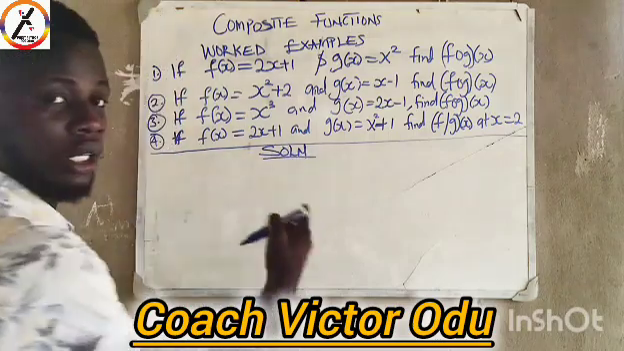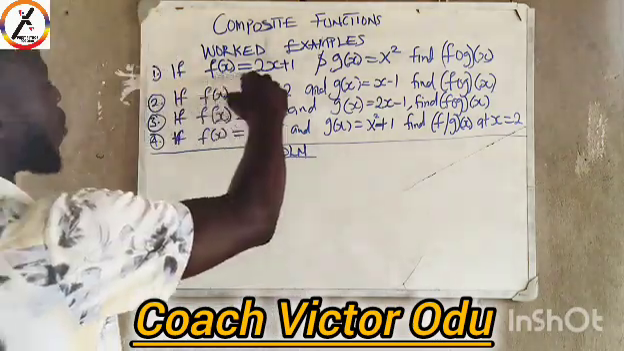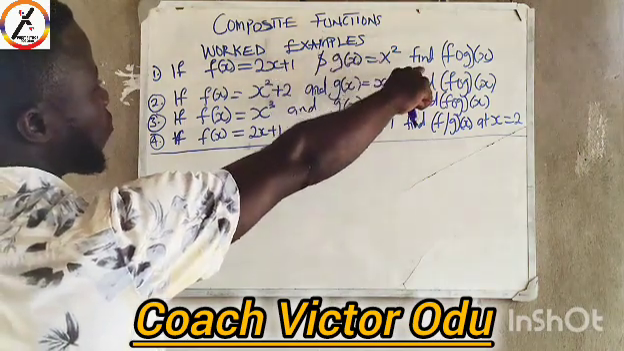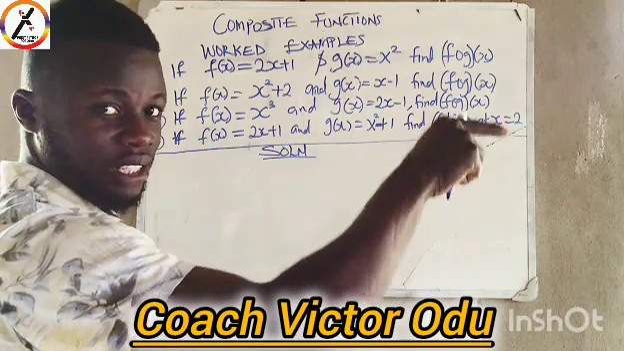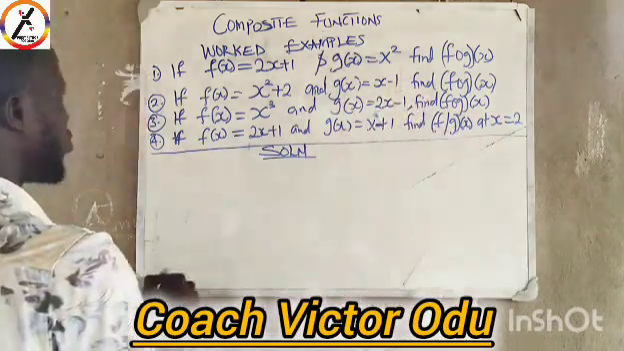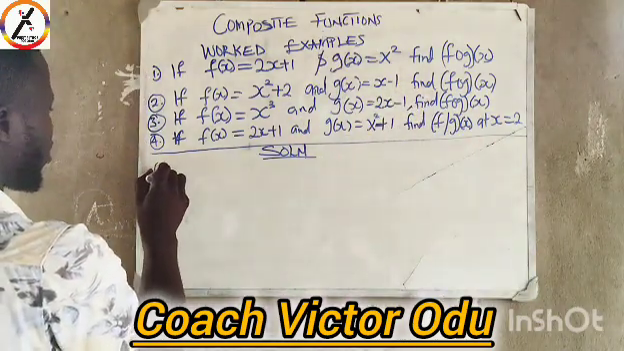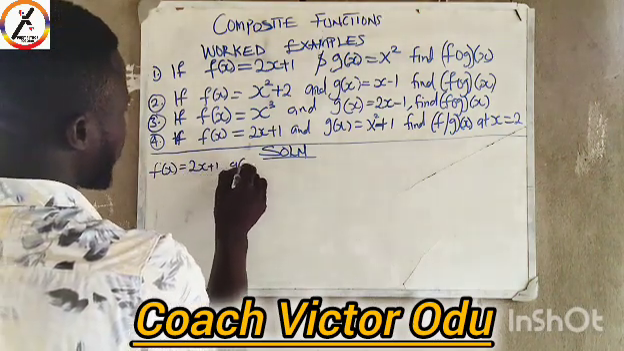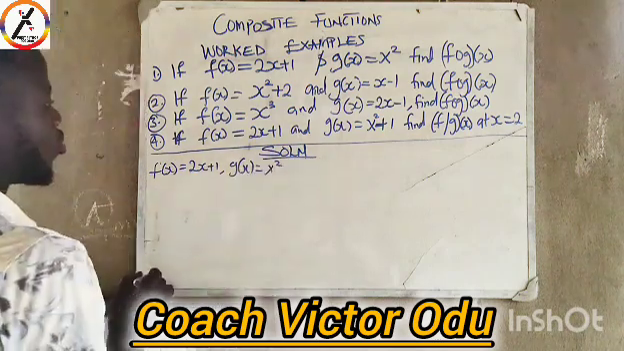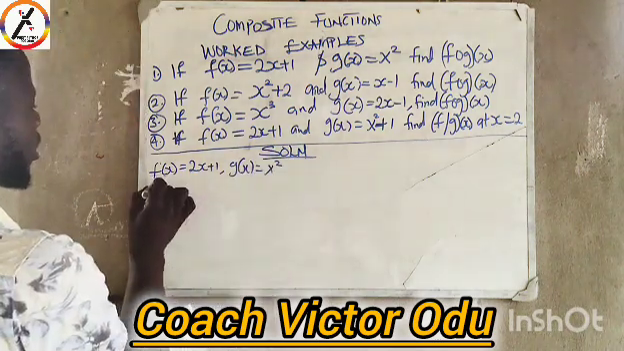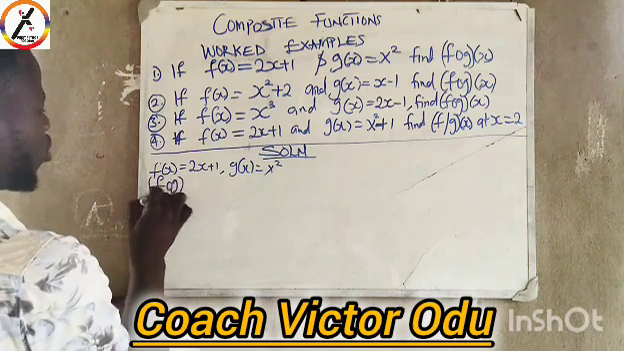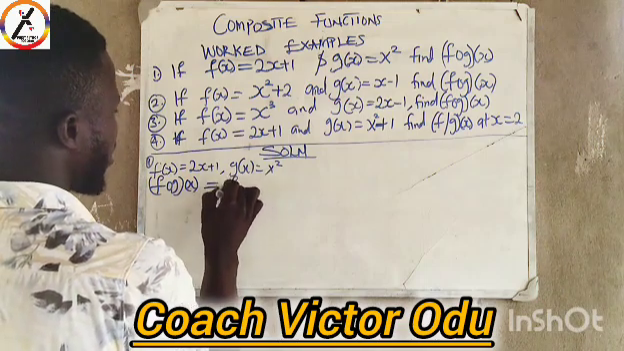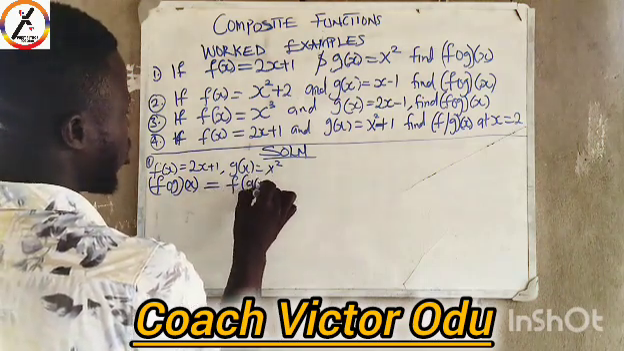I'm using shorthand. So the first one says: if f of x is 2x plus 1 and g of x is x squared, find f of g of x. So this is how you solve it. f of x is equal to 2x plus 1 and g of x is equal to x squared. They say we should find f of g of x, which will be equal to f of g of x.